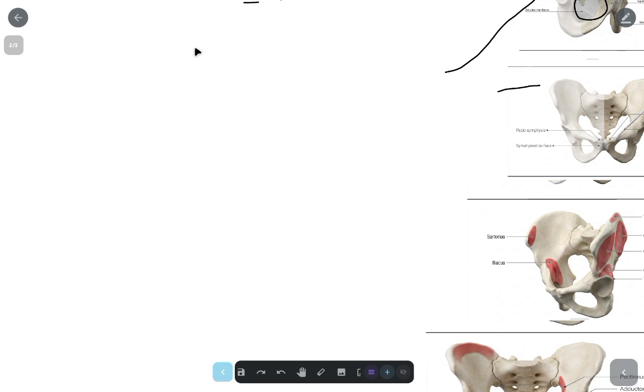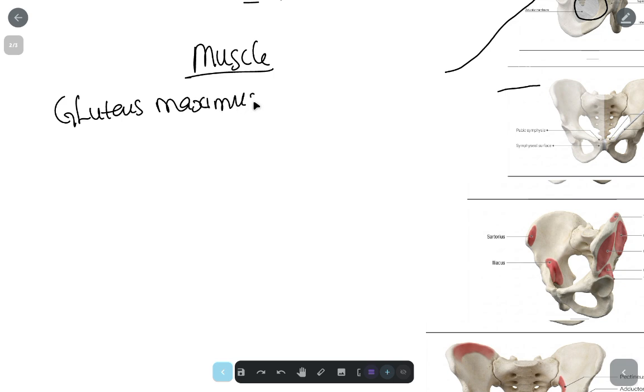So the first muscle you have to know is the gluteus maximus. So where does it originate from? So we have two sets of muscles. We have muscles that originate from the hip bones, and we have muscles that attach to the hip bones. So we are going to start with muscles that originate from the hip bones.